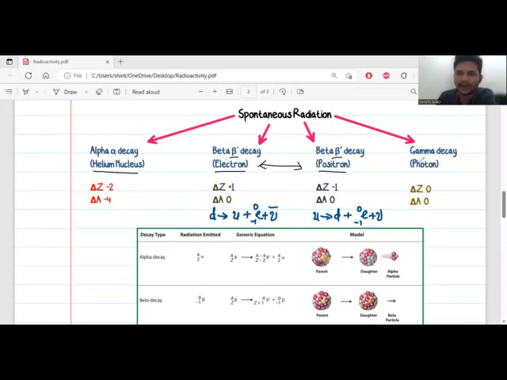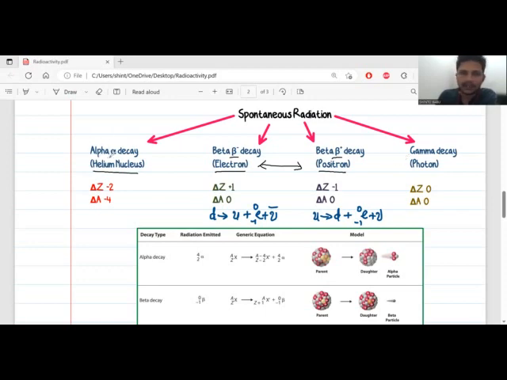Now, why do we have spontaneous radiation? I hope all of you know. An atom is trying to gain stability by releasing the excess amount of energy that it has, and it is released in the form of these decay processes. Now, the question is, what happens to an atom? What change does happen, obviously, apart from releasing energy? Are there any other changes to its atomic number and mass number?